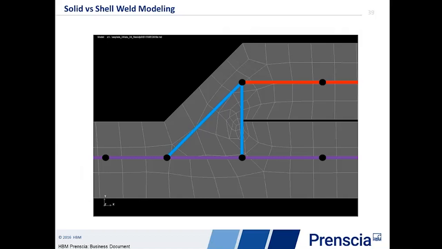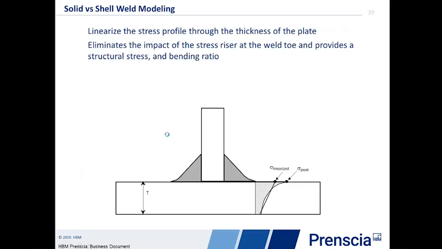Now, again, what we're going to need to do is calculate structural stresses from that. And in the case of solids, it's even more challenging because solids have a much larger stress concentration factor at things like the weld toe, because of the sharp corner.